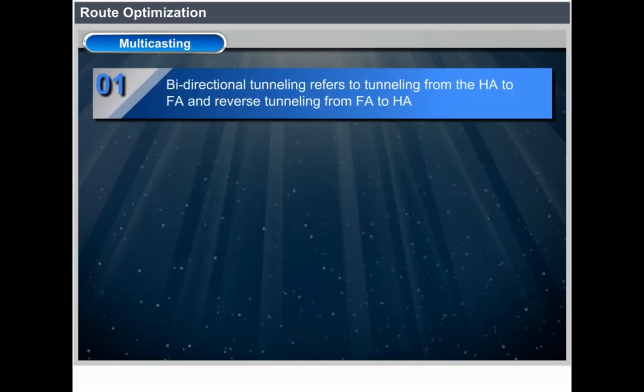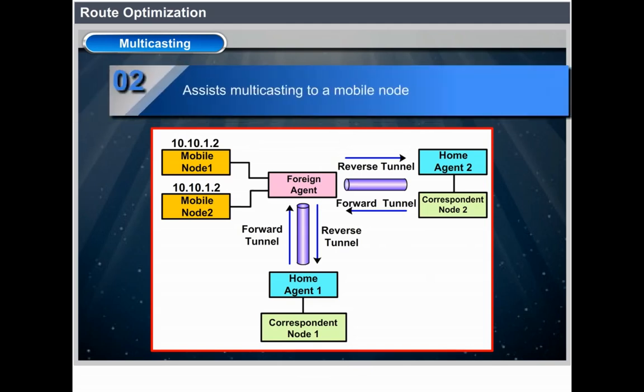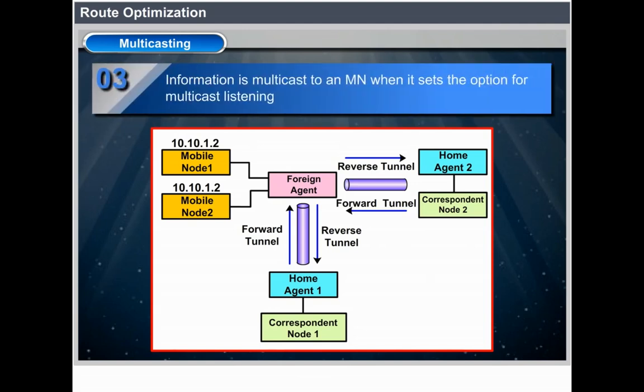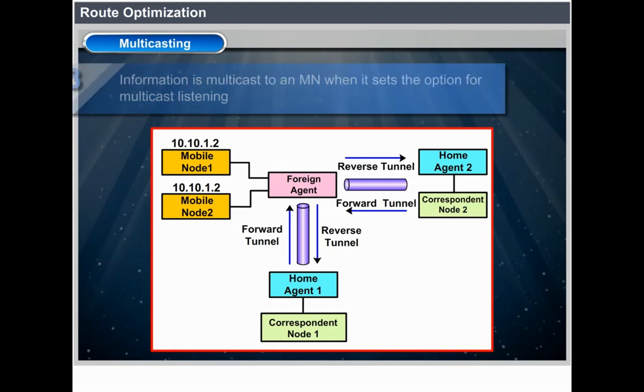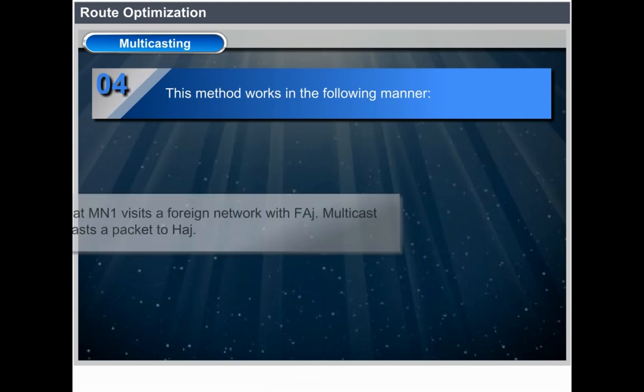Multicasting. Bidirectional tunneling refers to tunneling from the HA to FA and reverse tunneling from FA to HA. It facilitates multicasting to a mobile node. Information is multicast to an MN when it sets the option for multicast listening. This method works in the following manner.